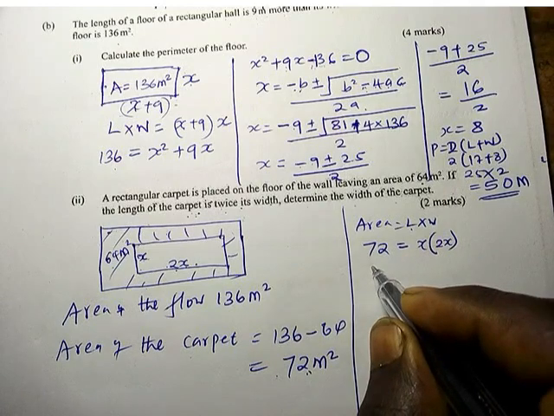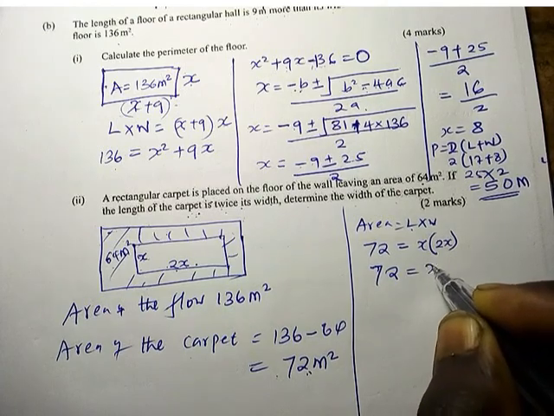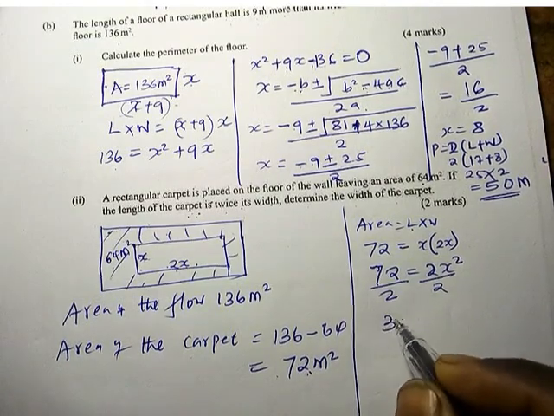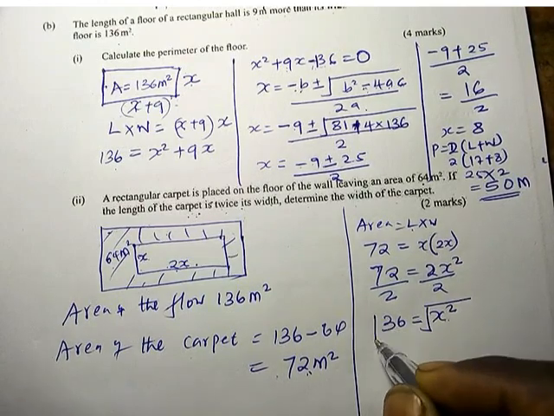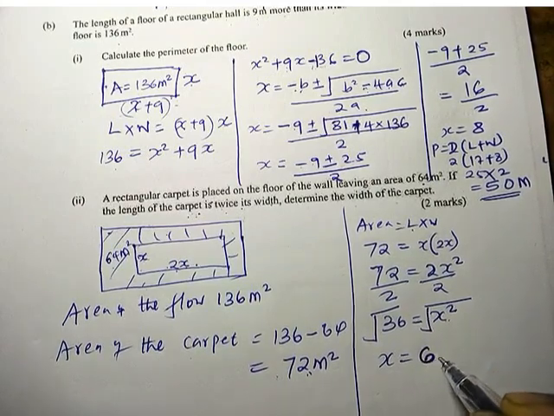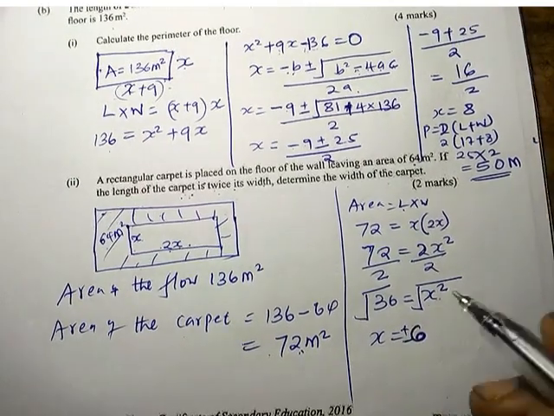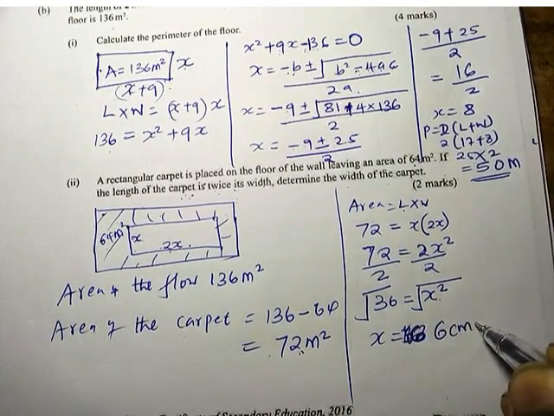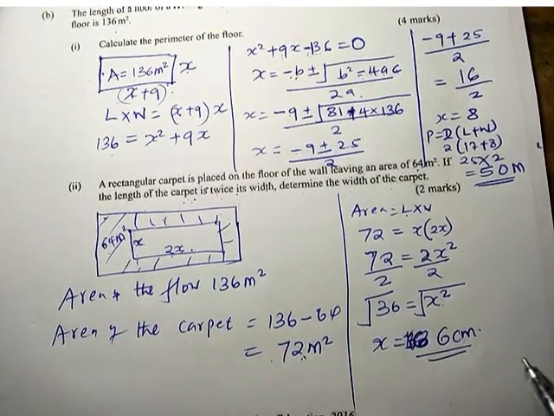So 72 is equal to 2x square. So we divide by 2 both sides. So 36 is equal to x square. So to find x, we find the square root both sides. So x is equal to 6. It should be positive 6, positive or minus, but we know length is only positive, that is why I have taken positive 6 centimeters. So x, that is the width, is 6 centimeters.